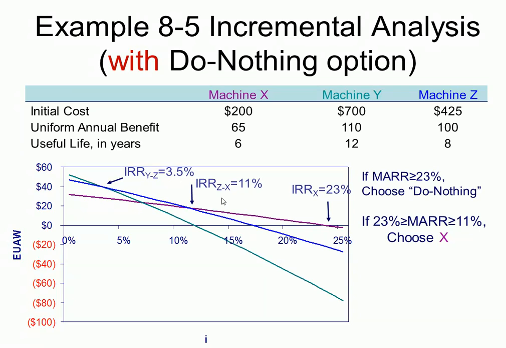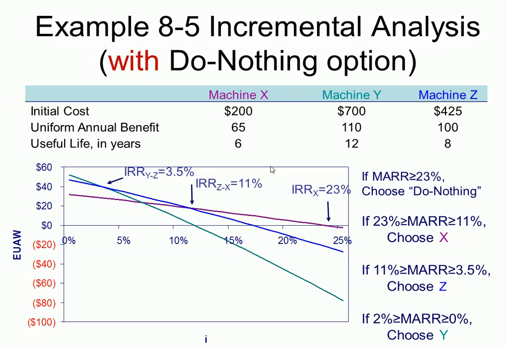So if it's between 11 and 3.5, you're going to choose Z, and if it's more, well, that's supposed to be 3.5 here instead of 2%, so keep in mind this is not 2, scratch that, this is supposed to be 3.5 here, that's a misprint. So if the minimum attractive rate of return is smaller than 3.5, then we choose Y.